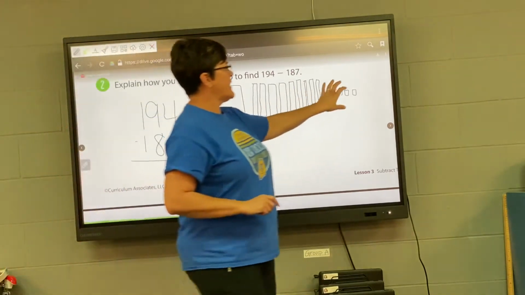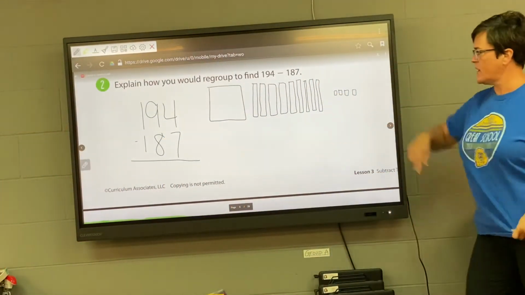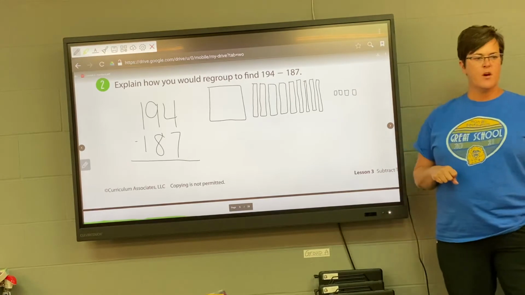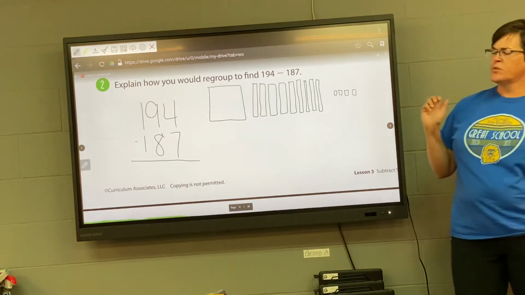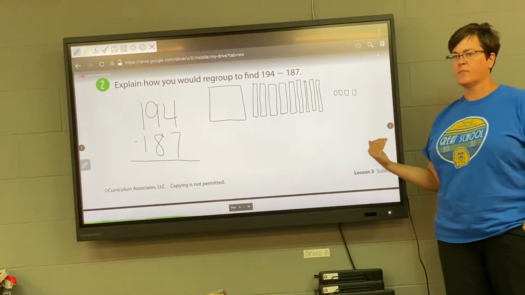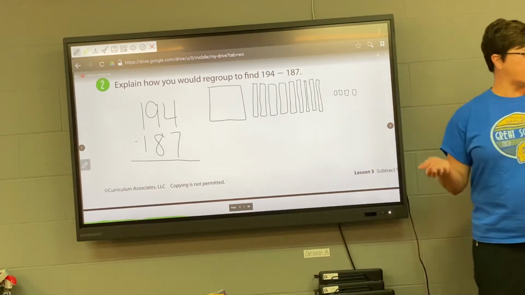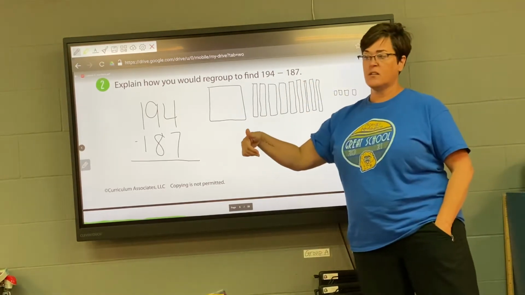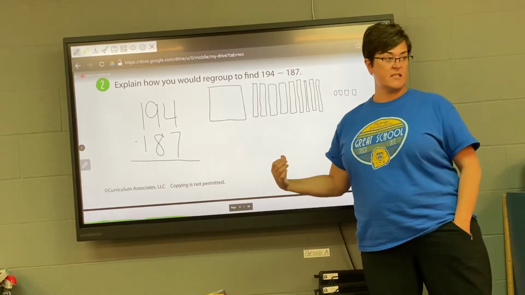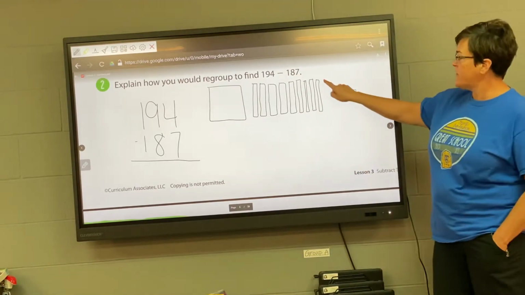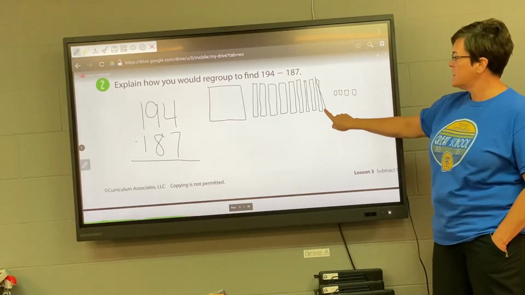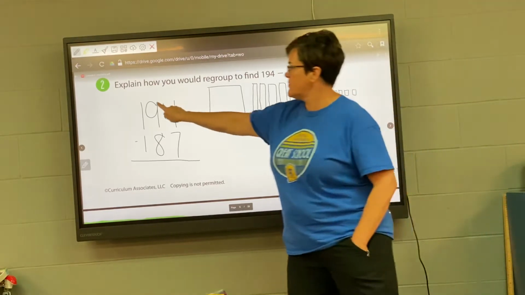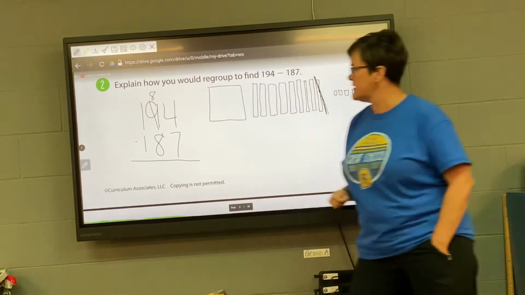Do I have enough here to take 7 ones out of there? No. So what am I gonna do to get more ones? What do we have to do to get more ones? Everybody. I have to go next door and borrow, in this case, 10 more, right? So if I borrow one of these 10s, how many 10s do I have now? 8. So now I have 8 10s.